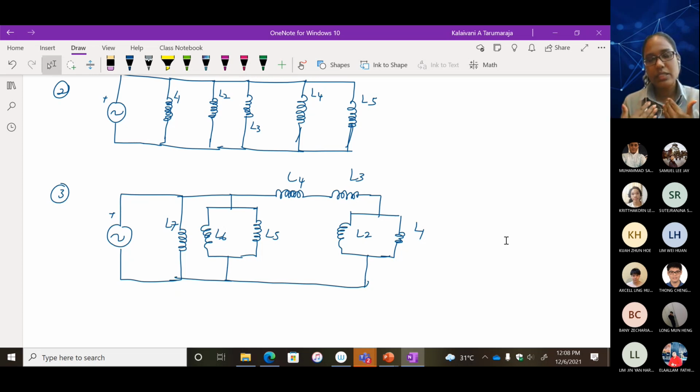What are the things that we need to take note of before we start to calculate the total inductance for your number 3? Anyone? It's okay if the answer is not right. Just trial and error. Those who have not tried yet, you may let me know your answer. What do you need to take note of when you want to calculate the total inductance for number 3?